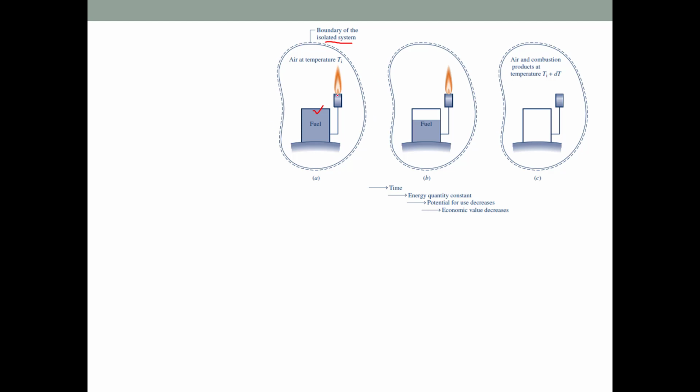Now let's say we light up the fire. Initially the fuel will start burning, right? And the temperature of the air will start increasing. So that means the energy is changing form from chemical energy to heat energy, right? Eventually all of the fuel will be burned, and the air temperature will be very high. I mean, from the initial temperature T1, the final temperature is T1 plus delta T.